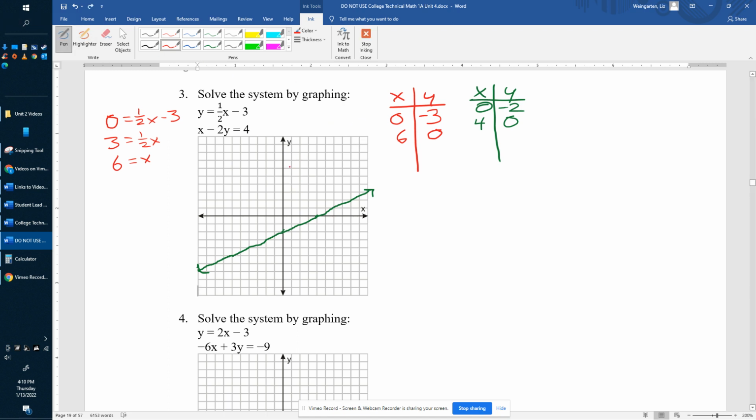So, x is 0, y is negative 3. Y is 0, x is 6. We will attempt, and it looks like these lines are parallel. So this one has no solution.